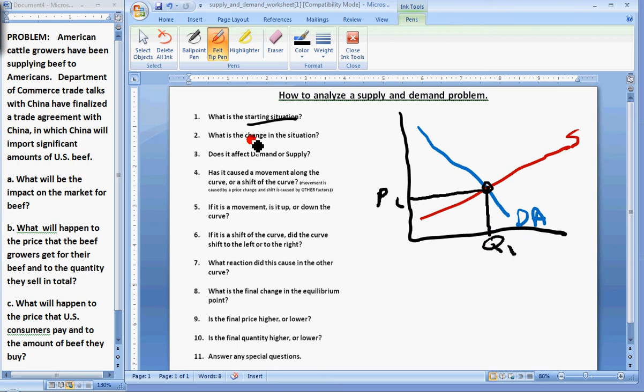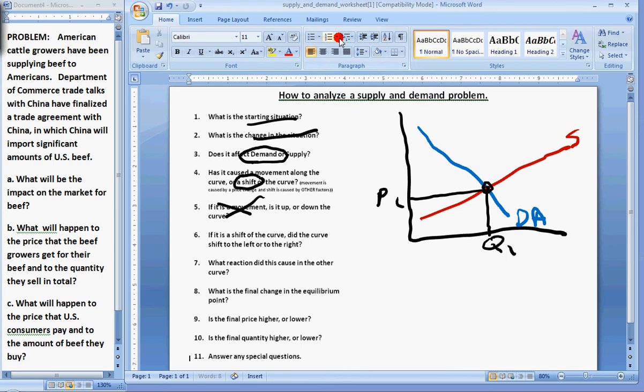Now we want to know what the change in situation is. Well, the change in situation is the trade talks have opened up markets in China. So is this going to affect demand or supply? Well, we can see it's going to affect demand. Is it going to cause a movement along the demand curve or a shift of the curve? Well, remember, a movement along the demand curve only occurs if the problem tells you about price. So since it didn't mention price, it must deal with a shift of the curve. And then the question, well, we don't need to deal with question 5 because there is no movement. So then the question becomes number 6.